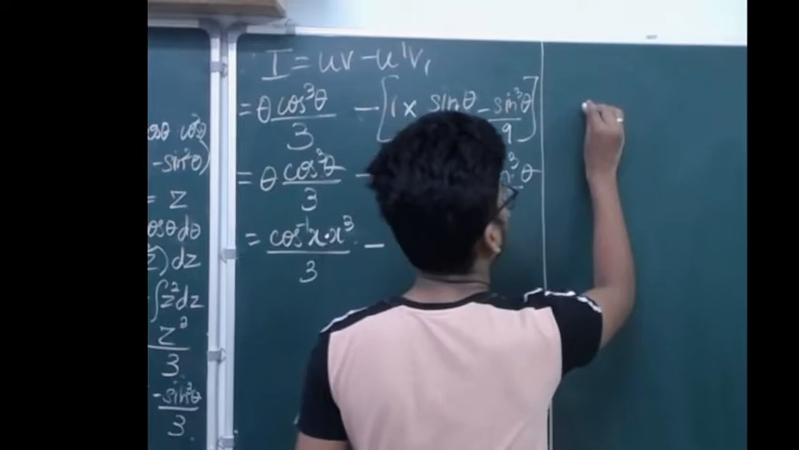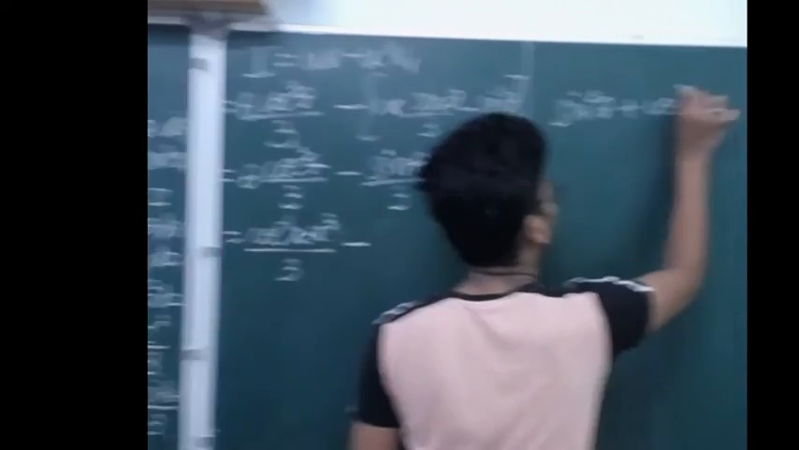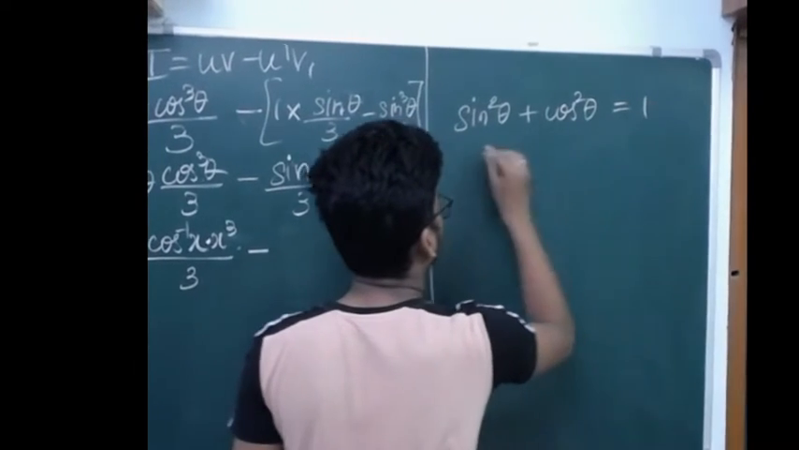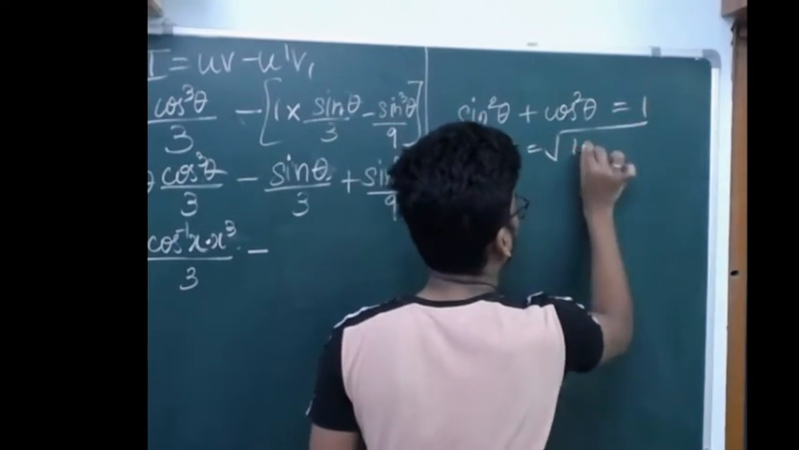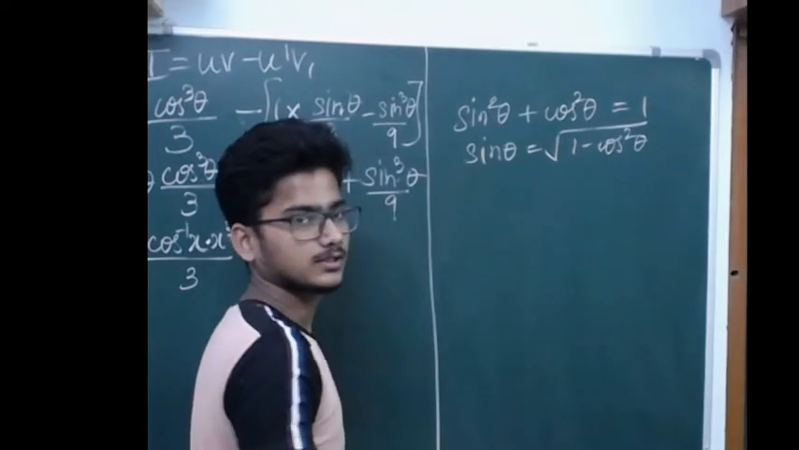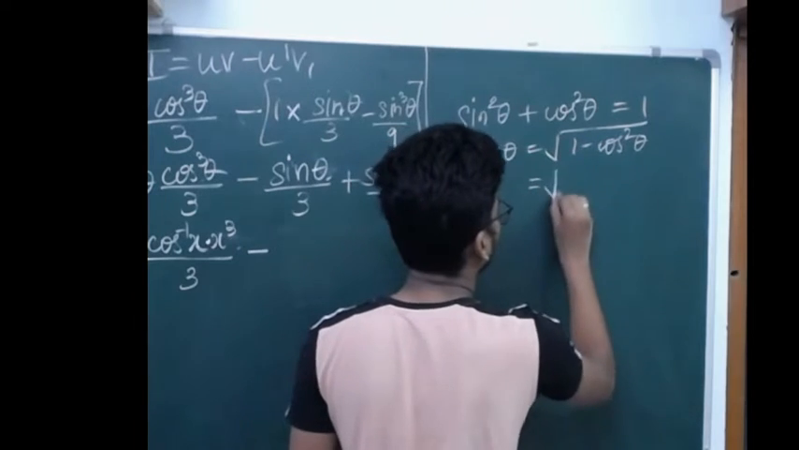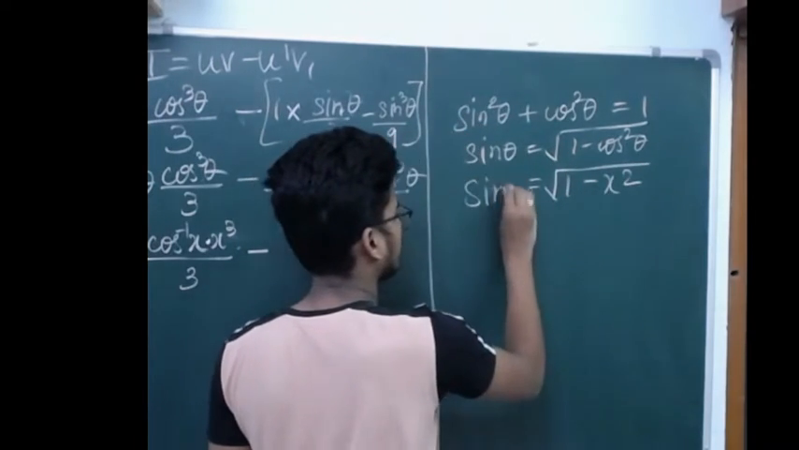Then sin square theta plus cos square theta equals 1. So sin theta is equal to root of 1 minus cos square theta. I substituted cos theta equal to x, so sin theta is equal to root of 1 minus x square. Very good. Sir, I got sin theta in terms of x.